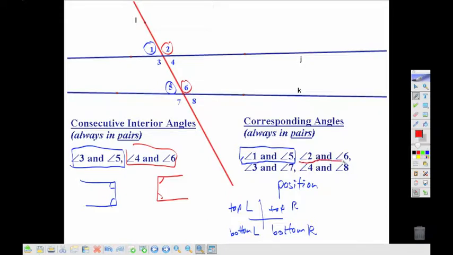Angles 2 and 6. They also correspond to the same position. Here they're the top right angles. We can look at 3 and 7. They're both on the bottom left. And that leaves us with 4 and 8, which are both in the bottom right.